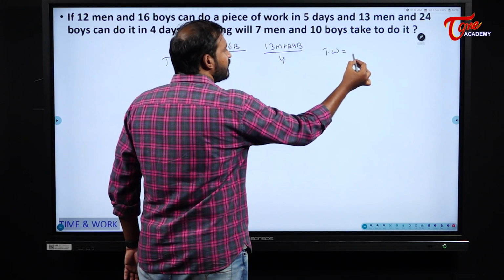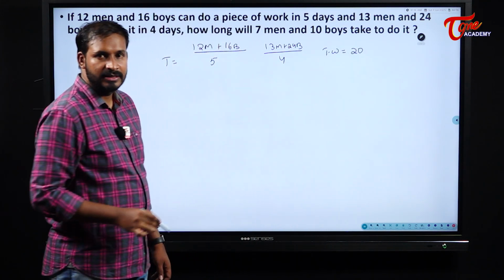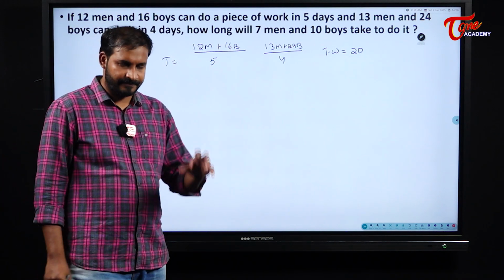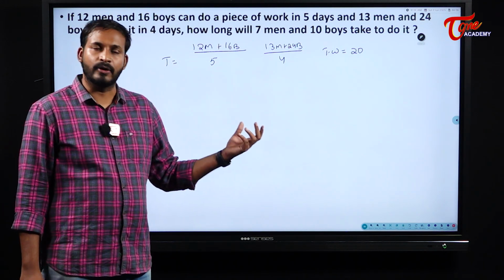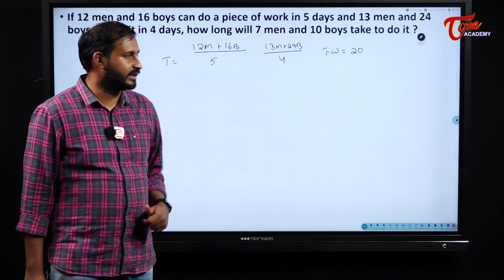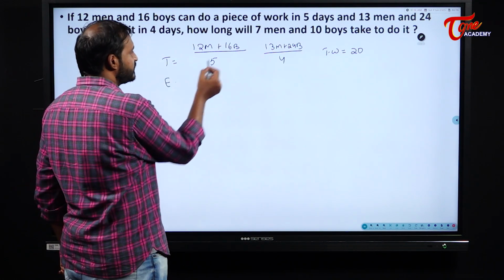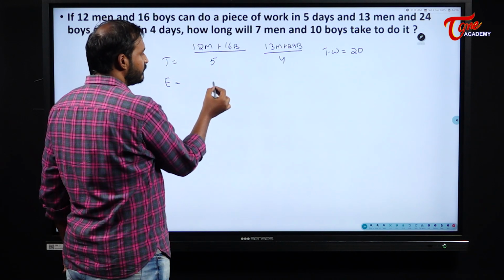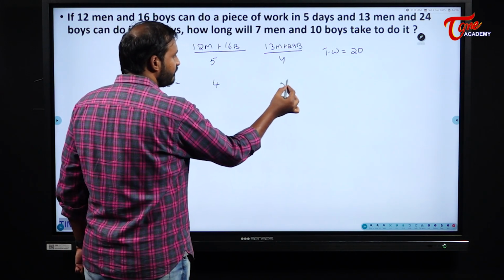LCM of 5 and 4 is what? 20. Why? Because 5 is a prime number. LCM of co-primes will become what? Their product. So 5 4s are 20. Directly you can take. So now what will be the efficiency of this group? 20 by 5. This efficiency will become 4. This efficiency will become 5.